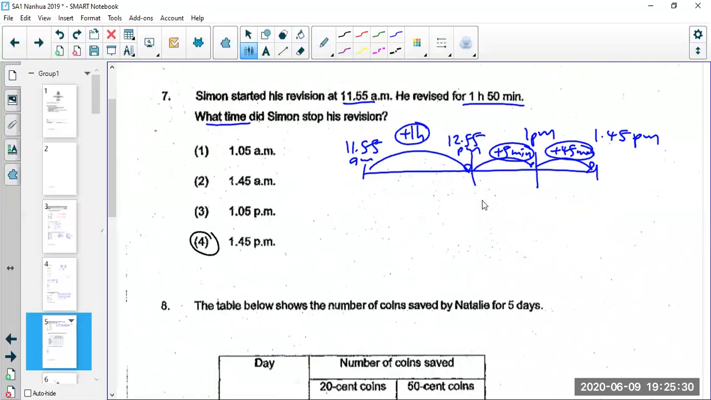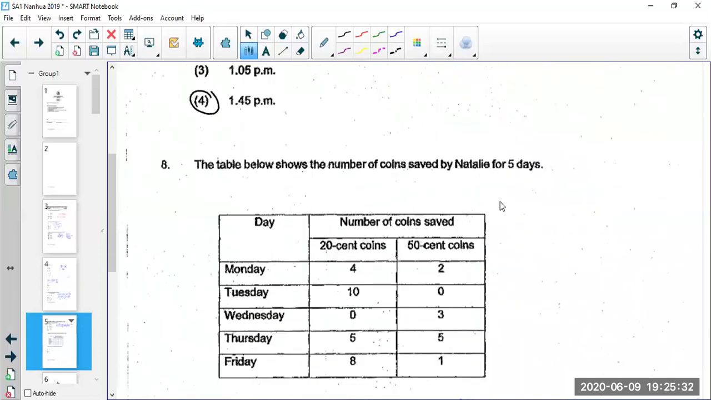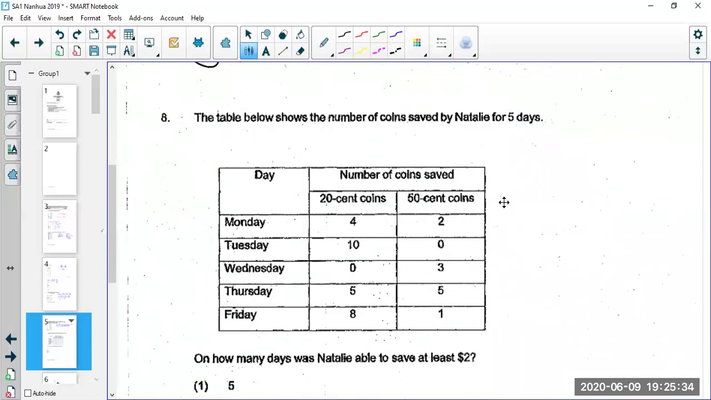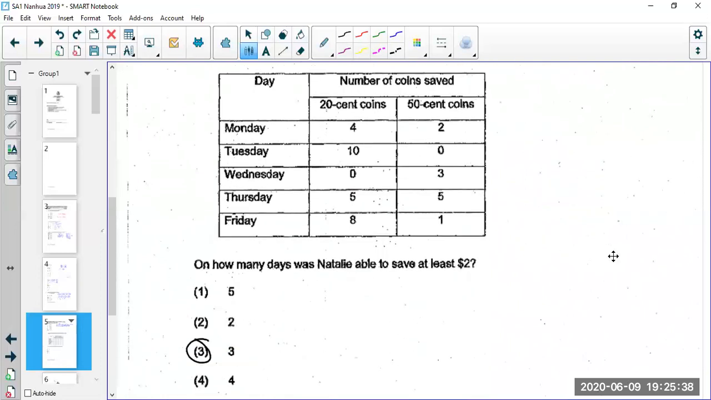Okay, next one. Now the table shows the number of coins Natalie saved for 5 days. So how many days was Natalie able to save at least $2? What do you mean by the word at least? It means $2 and more, right? So if you see $2, that is also counted. So can you look at Monday? Monday, how much did he save? There are 4 20 cents. So that'll be 80 cents already, right?